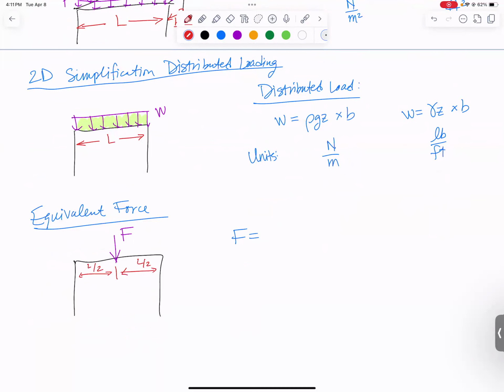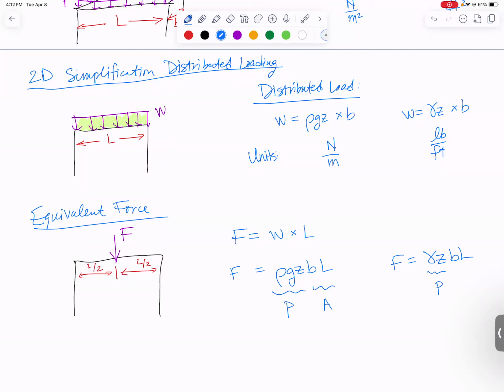So my force is going to be what? W times L, the area of a rectangle. Or we can plug in what that's equal to. W is rho g z b, times L. Or in English units, it would be gamma z b L. Here's your pressure. This is basically the area it acts over.